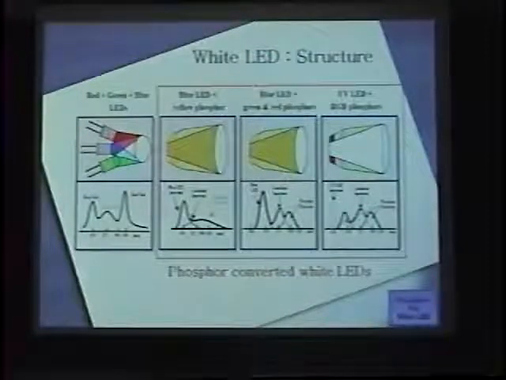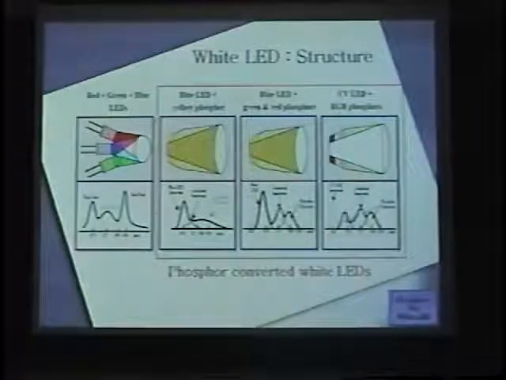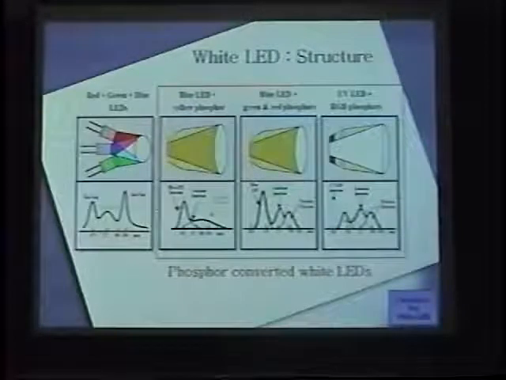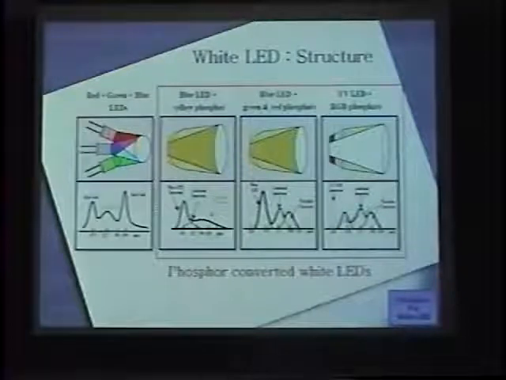But the phosphor-converted white LED is very simple. Maybe the main market is this, as Professor Anderson said this morning. They use a blue LED and just put a yellow phosphor on that LED. Then you can see a white light, and maybe this is the main application.